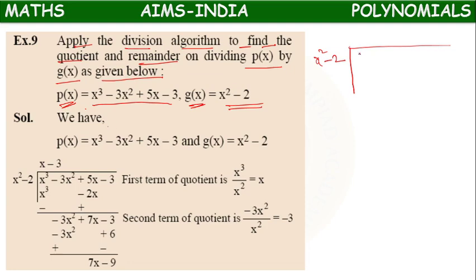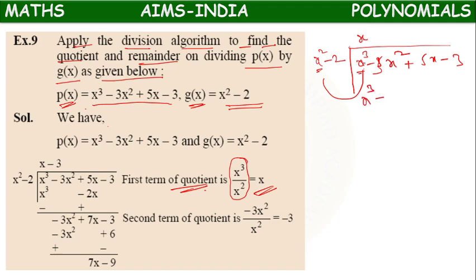What is the dividend? x cube minus 5x square plus 3x square plus 5x minus 3. For getting the first term in the quotient, the first term is to be divided by the first term: x cube by x square, 1x will remain. So we will keep x here. So x into x square is x cube, minus x into 2, 2x.